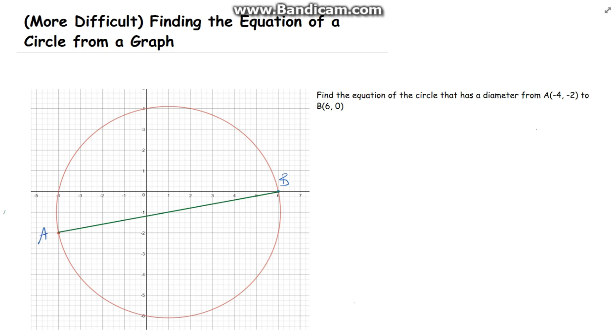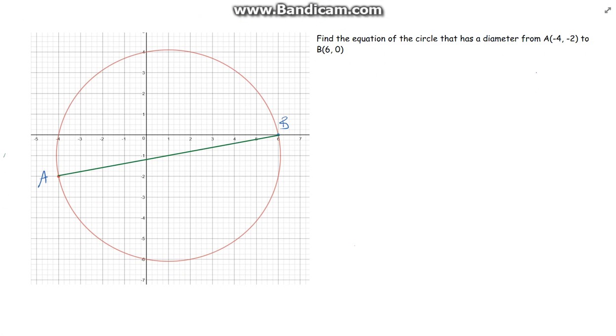So these are the more difficult questions on finding the equation of a circle. It can be given to you in a graph form, like the one we just have here, where the radius isn't very straightforward and the centre of the circle isn't very straightforward. They might give you the points of the diameter.